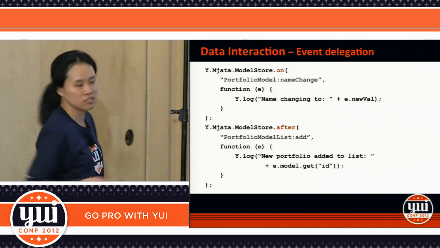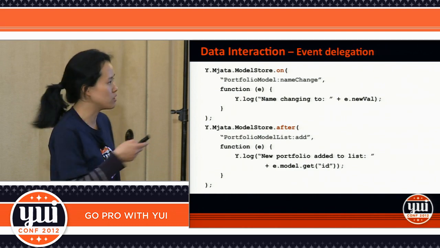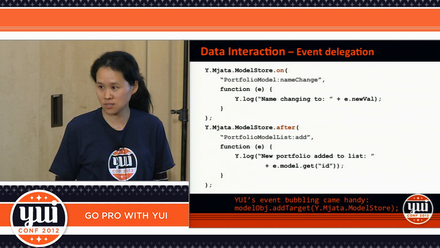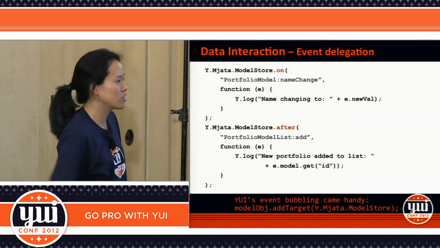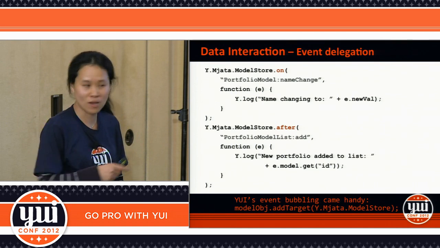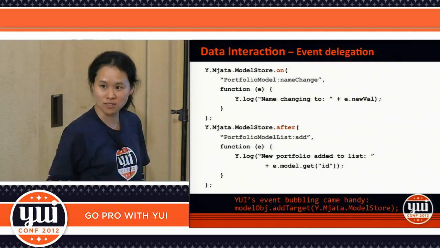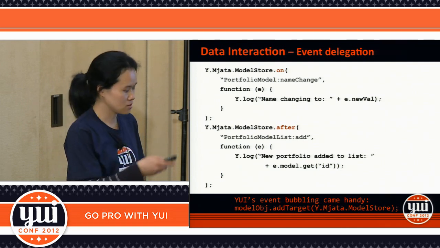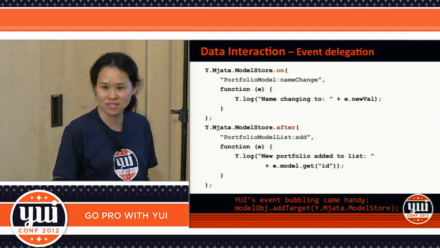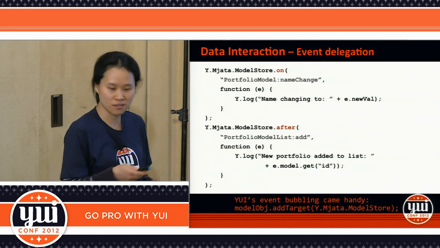And you can hook up an after event for a model list. So when you add a new model to the list, let me know. And guess what? It was really easy to do, extremely easy, because YUI already offered the event bubbling mechanism. Just by one line of code, add target to it, and then everything is there. So this is the beautiful thing of using a library you already have. Otherwise, I would have to write all my event handling, publishing, all that kind of stuff, right?